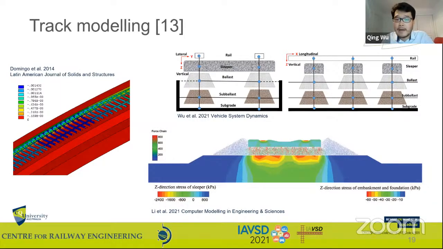Yeah, there are methods to validate the model. Like here in our research center, what we have is a huge steel box, probably 3 meters by 3 meters, and probably 2 meters high. Then we put the ballast in the box, put a sleeper on the ballast, then use hydraulic pressure to vibrate that sleeper.